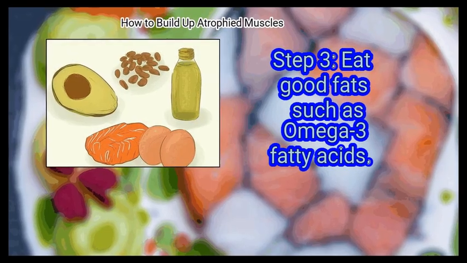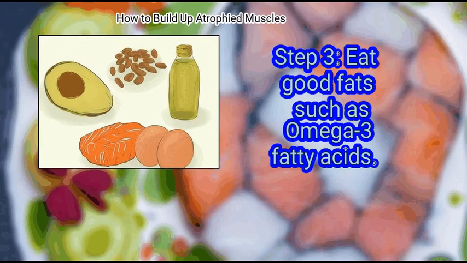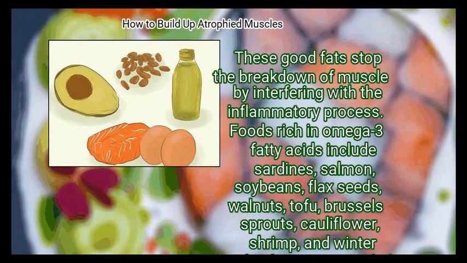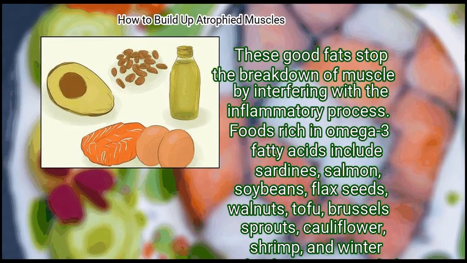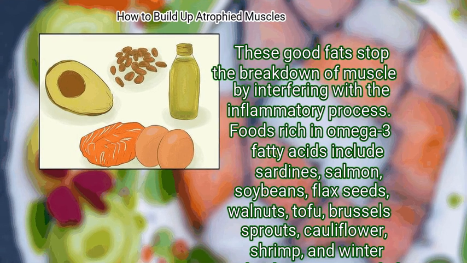Step 3. Eat good fats such as omega-3 fatty acids. These good fats stop the breakdown of muscle by interfering with the inflammatory process. Foods rich in omega-3 fatty acids include sardines, salmon, soybeans, flax seeds, walnuts, tofu, Brussels sprouts, cauliflower, shrimp, and winter squash. The recommended dose for omega-3 fatty acids is 1 to 2 grams daily.